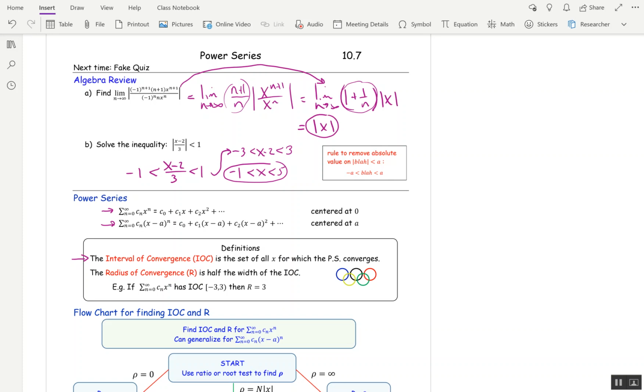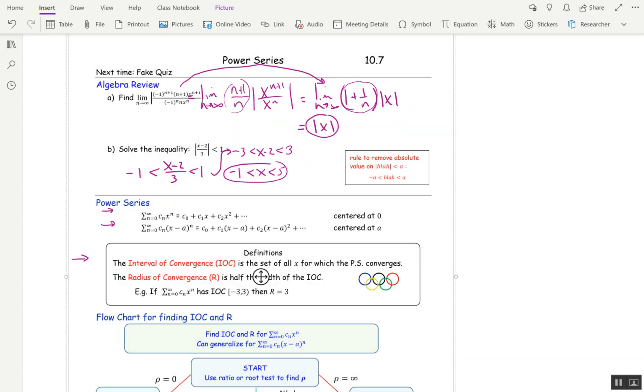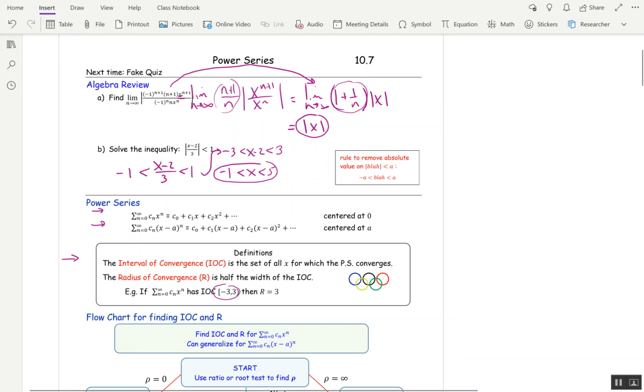So for example, if we have IOC negative 3 to 3, that means this series converges at negative 3, but it doesn't converge at 3. That's why there's a parenthesis at the 3 and a square bracket at the negative 3. So this is 3, this is 0. That's an interval of width 6. So the radius of convergence would be 3, half the width.